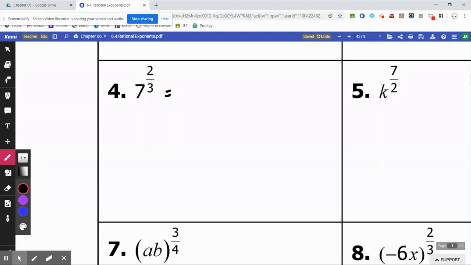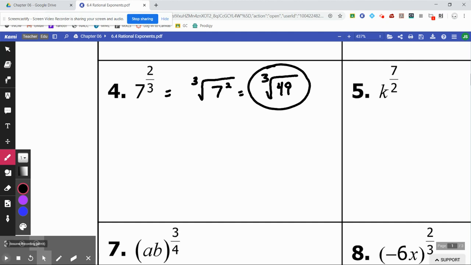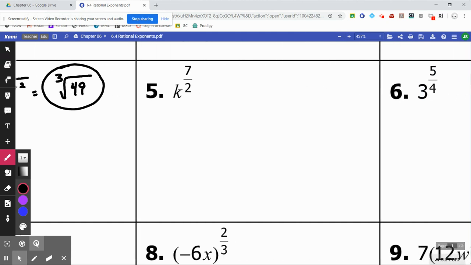Now we're dealing with a number on top other than 1. So that'd be a third root. And then the top number is going to be an exponent. That'd be the third root of 7 squared or the third root of 49. Okay, number 5. K to the 7/2.